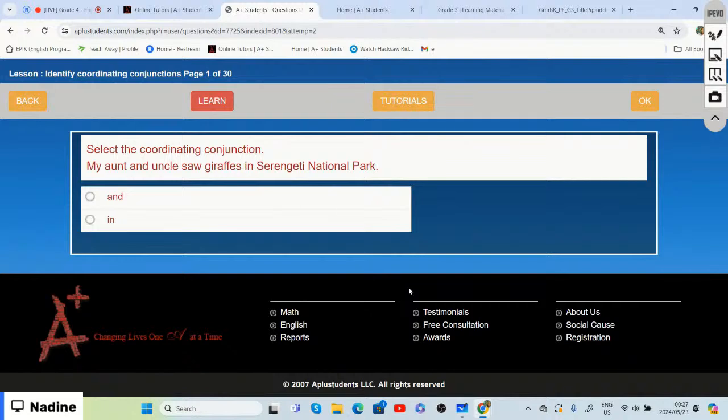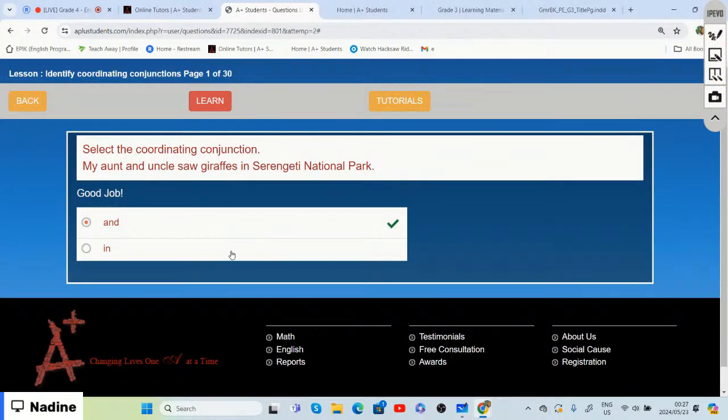And if we were to choose the correct coordinating conjunction, then we will say it is and, right? Joining those two goes together. My aunt and uncle. So and is correct. So well done.